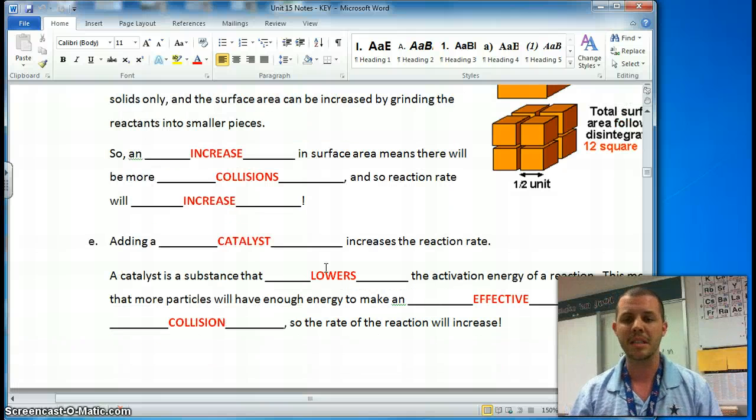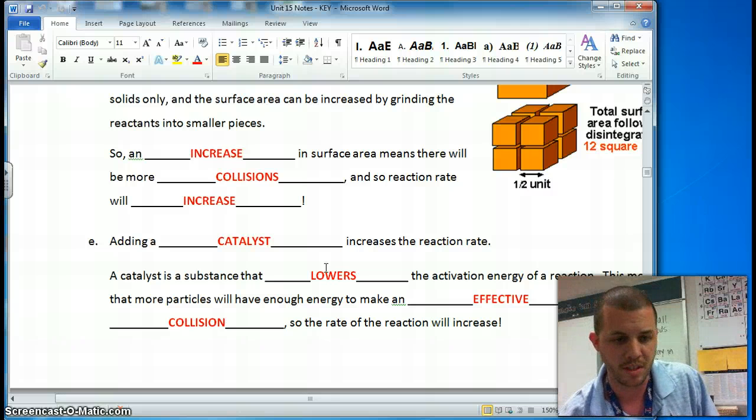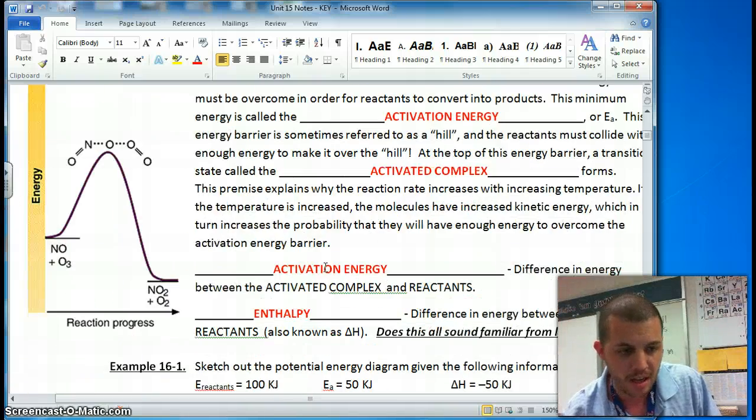A catalyst, what's a catalyst? Well, a catalyst is anything that can lower the activation energy. What's the activation energy? Well, when we go back up here, we see the little hill that you have to climb.